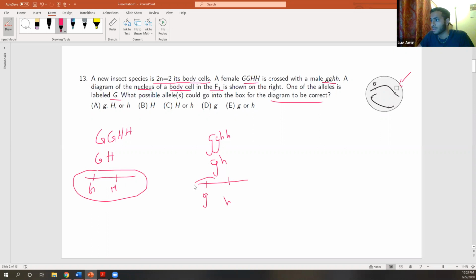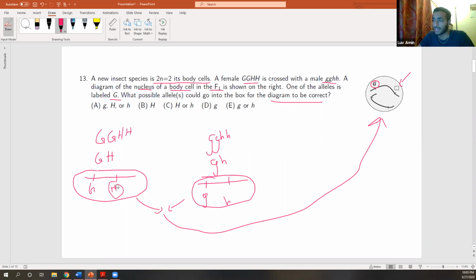So this is the male, this is the female. When they combine into a zygote, we see this right here, right? And we know that since this chromosome we're looking at specifically has the allele big G, the only possible other allele on that chromosome could be the big H in this case, right? So in this case, our answer should be B.